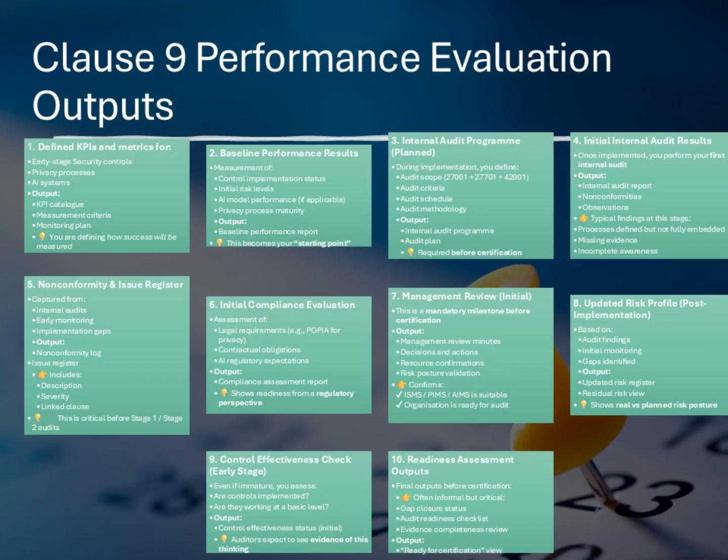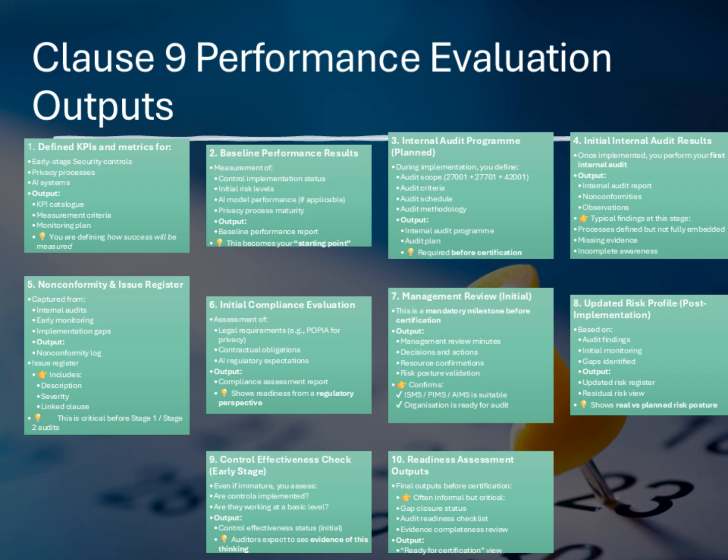Now we move into Clause 9, performance evaluation, where the organization begins to assess whether the system is actually working. This starts with defining key performance indicators and metrics across security, privacy, and AI, establishing how success will be measured. From there, baseline performance results are captured, providing an initial view of control implementation, risk levels, and system maturity.